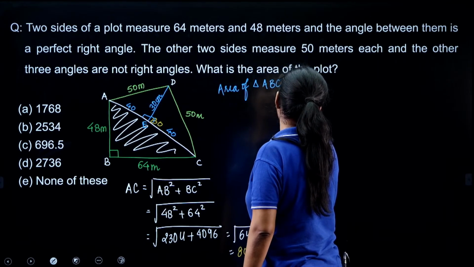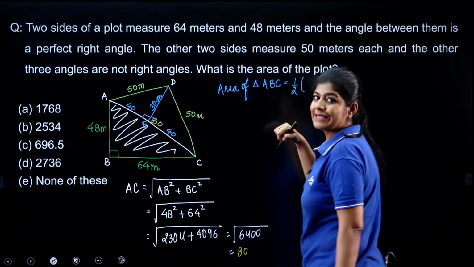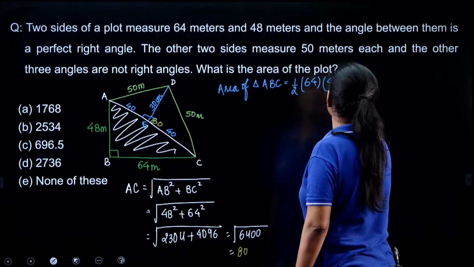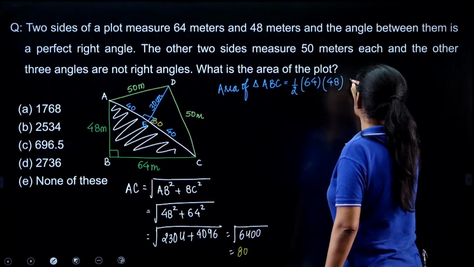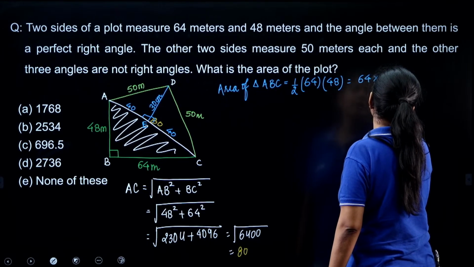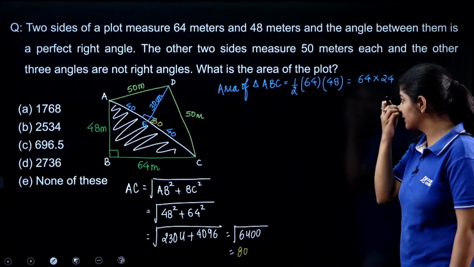That is nothing but half into base into height. So 64 multiplied by 48, right? So here what we can write? We can write 64 into 24, right? This is my first area.